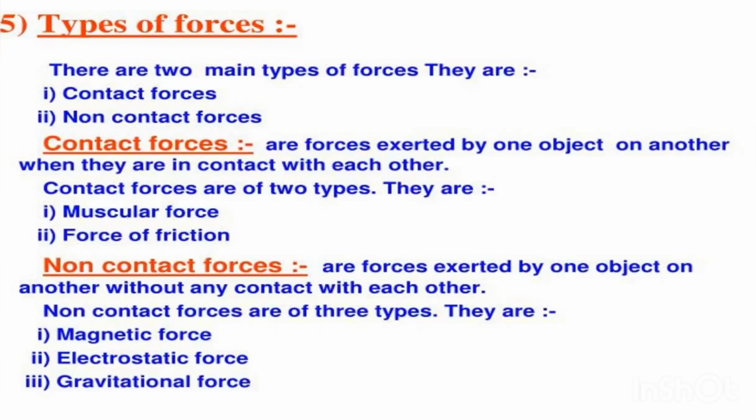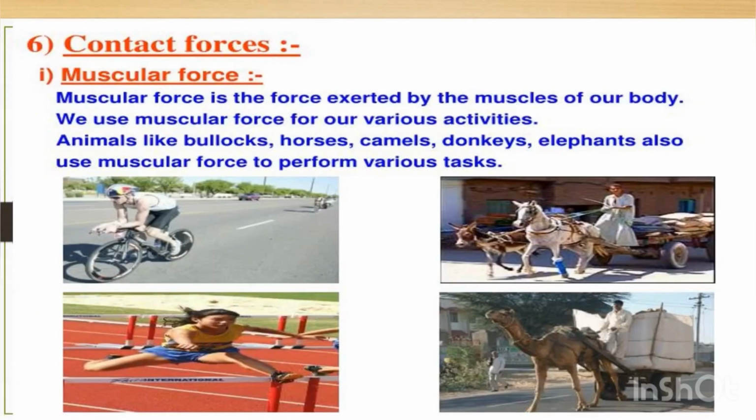Forces may be of two types, contact and non-contact. For contact forces, there always is contact between the two objects. For example, a muscular force and a force of friction. Whereas in non-contact force, these forces act without there being a contact between the two objects. The common ones are magnetic force, electrostatic force, and gravitational force.